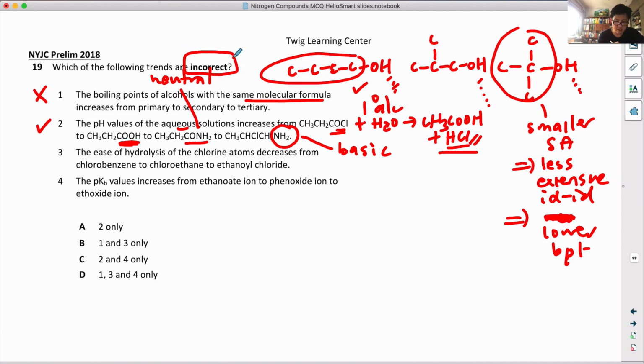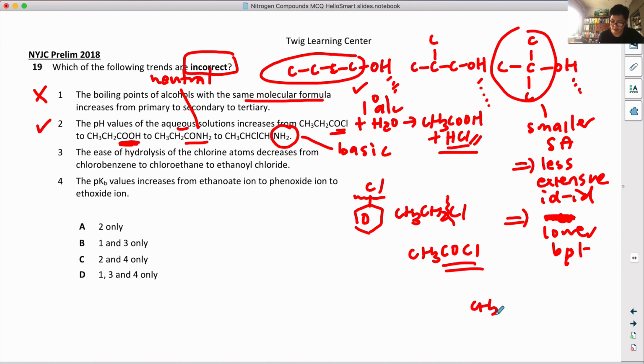Okay, the ease of hydrolysis of the chlorine atoms decreases from chlorobenzene to chloroethane, all right, to ethanoyl chloride. All right, this is actually not true. The ease of hydrolysis actually increases, right? Increases. So this one you can't break this C-Cl bond with sodium hydroxide, because this has partial double bond character. This bond is easier to break, and then this is the easiest to break, right? So the ease of hydrolysis increases.